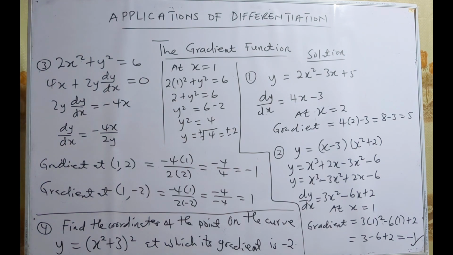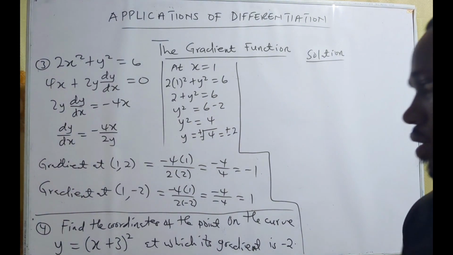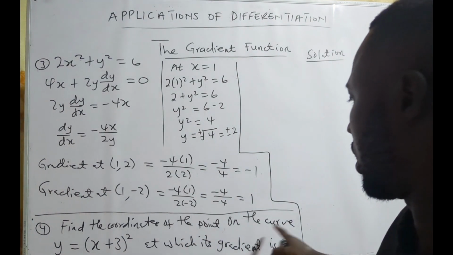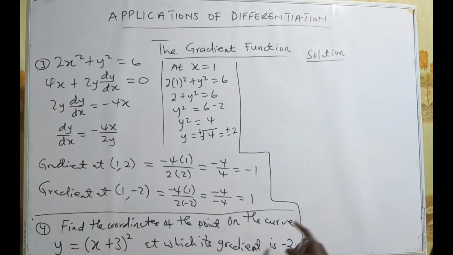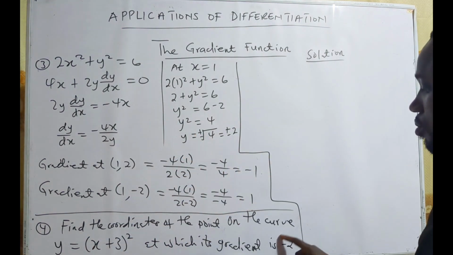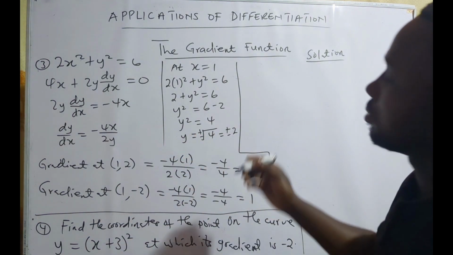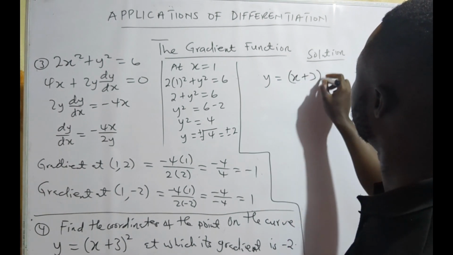All right, so let's look at the last question. Find the coordinates of the point on the curve y equals (x plus 3) all squared at which its gradient is negative 2. At which particular point on the curve is the gradient going to be negative 2? So our y is equal to (x plus 3) squared.